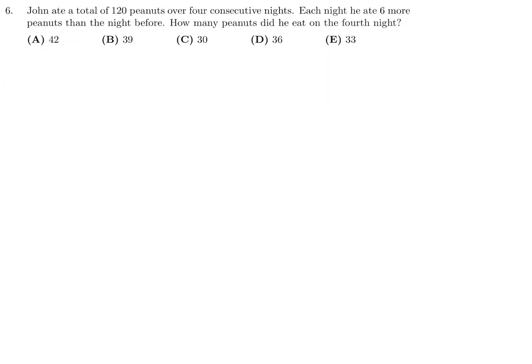John ate a total of 120 peanuts over 4 consecutive nights. Each night he ate 6 more peanuts than the night before. How many peanuts did he eat on the 4th night? So x, and then the next night, x plus 6, and then x plus 12 the following night, and on the 4th night, 6 more, x plus 18. And when you add all of these up, it equals the 120.